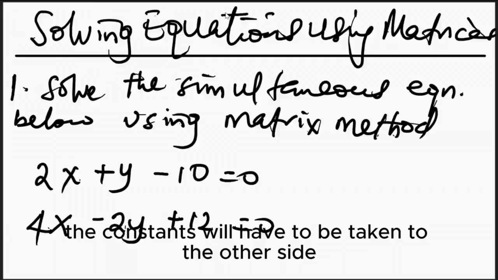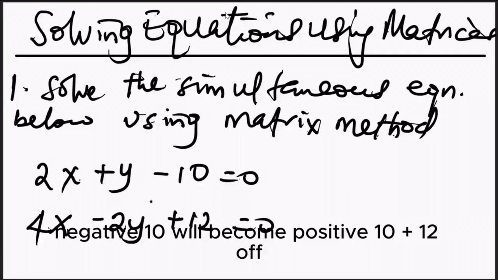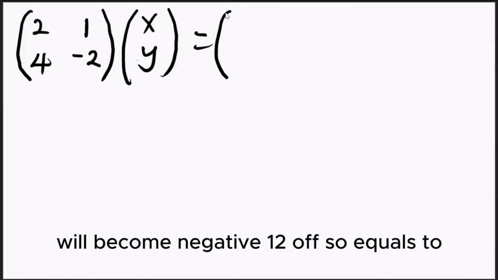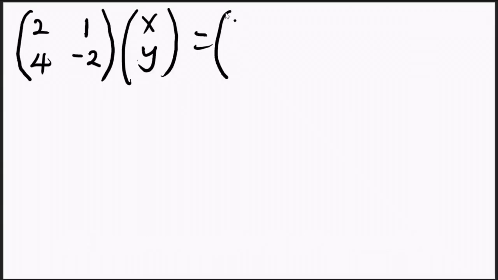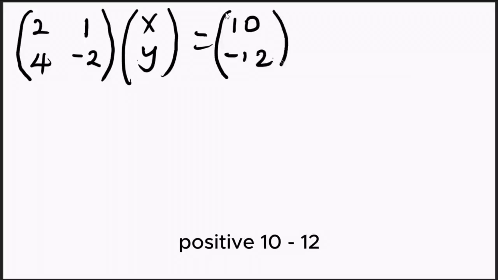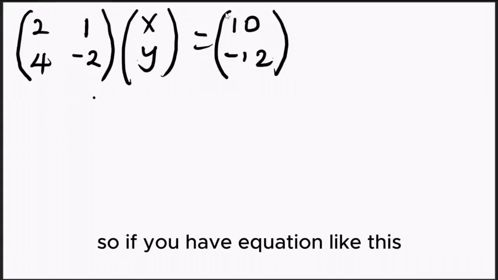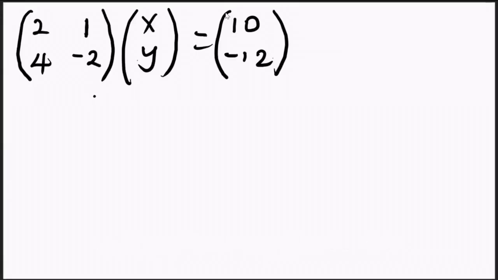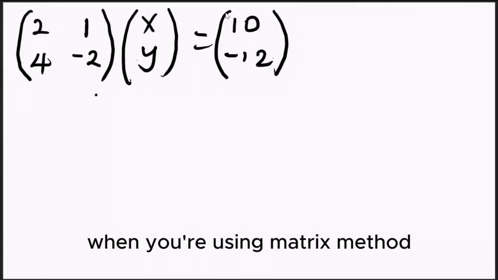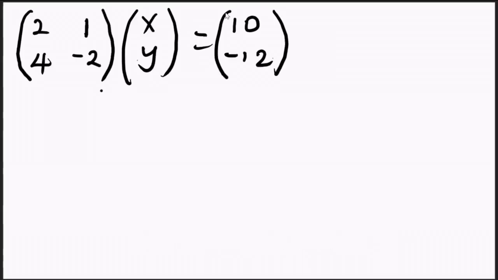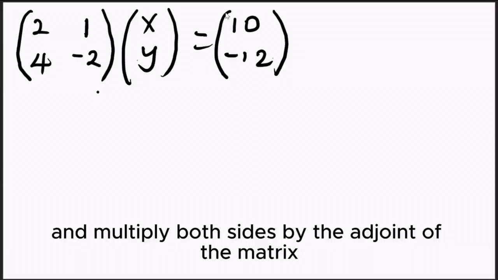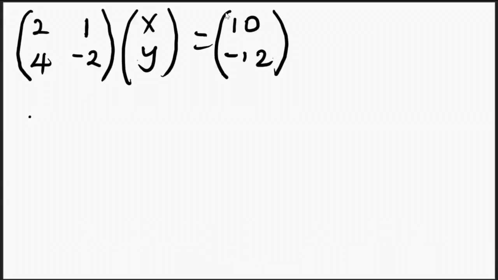the constants will have to be taken to the other side. Negative 10 will become positive 10. Positive 12 will become negative 12. So equals to positive 10, negative 12. So if you have an equation like this, when you are using the matrix method, then you must introduce and multiply both sides by the adjoint of the matrix.